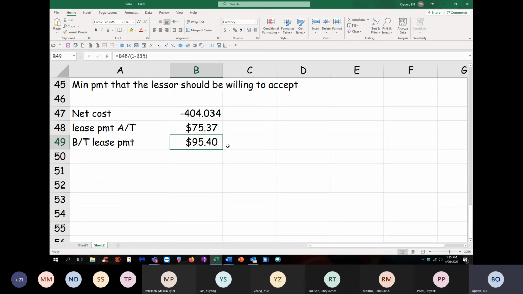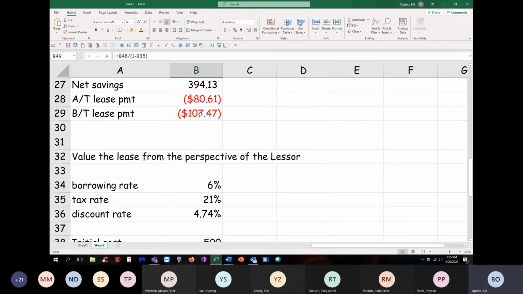So look what happened. The lessor could be willing to go down as far as 95.40. The lessee could go as high as 107.47. So between the two, they should be able to negotiate a lease, shouldn't they? So there is a situation here in which it could be favorable to both.